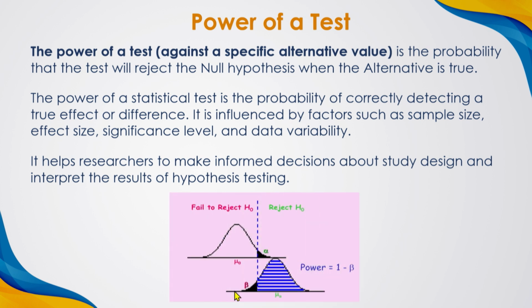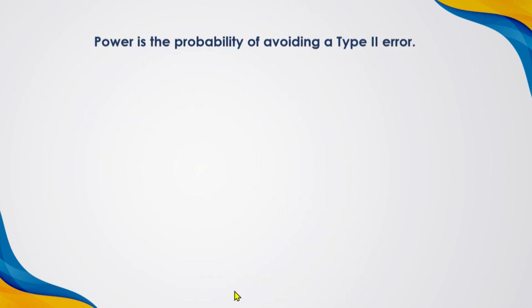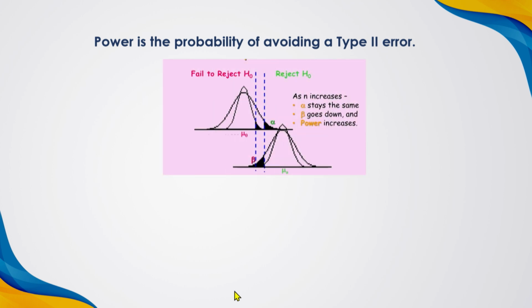So, we can see in this picture, the power is defined as 1 minus beta. The power is the probability of avoiding a type 2 error. In this picture, as n increases, alpha stays the same, alpha being the level of significance, beta goes down and power increases.